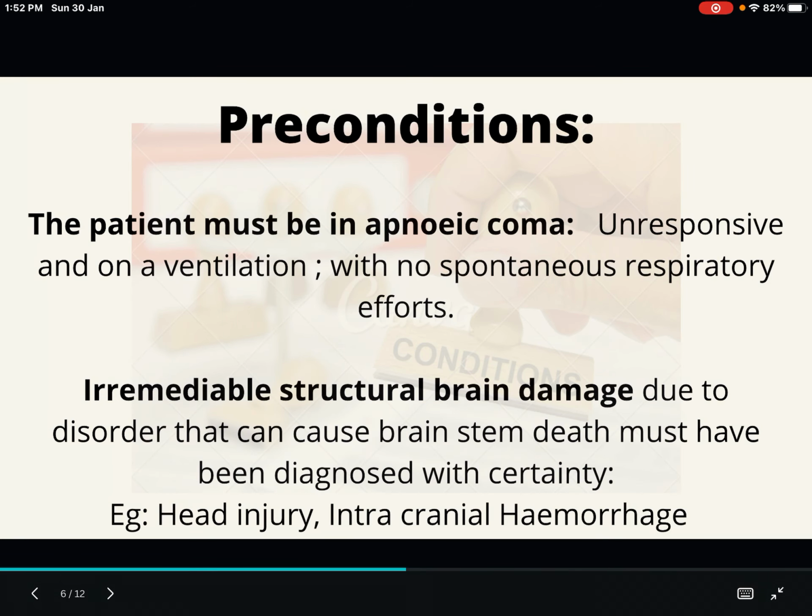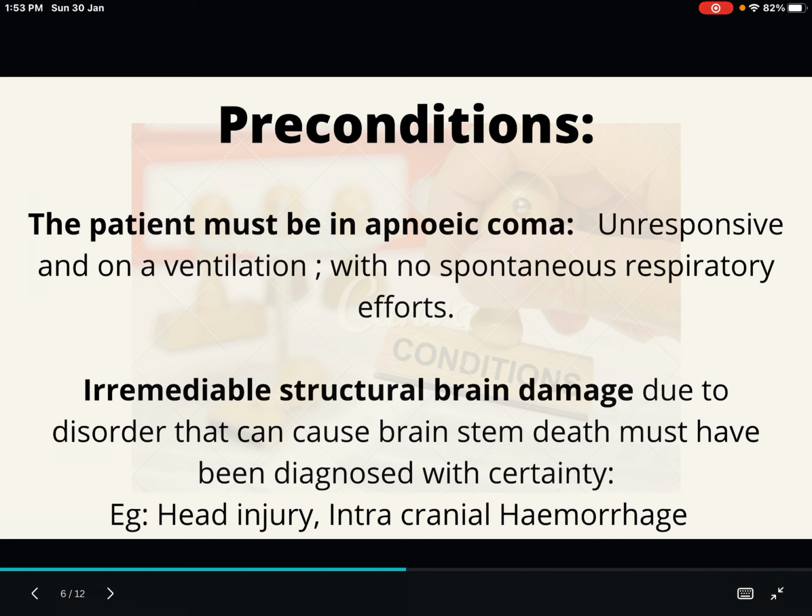Before diagnosing a brain death patient, there are some preconditions, and let's see what those preconditions are. The patient must be in apneic coma. That means the patient should be unresponsive, and he or she should be on ventilation with no spontaneous respiratory efforts. So this is one of the preconditions for diagnosis of brain death.